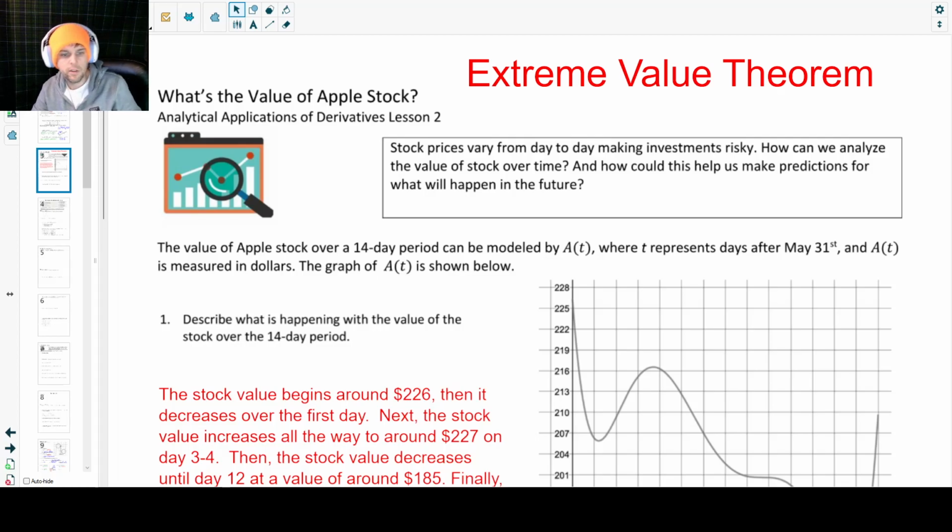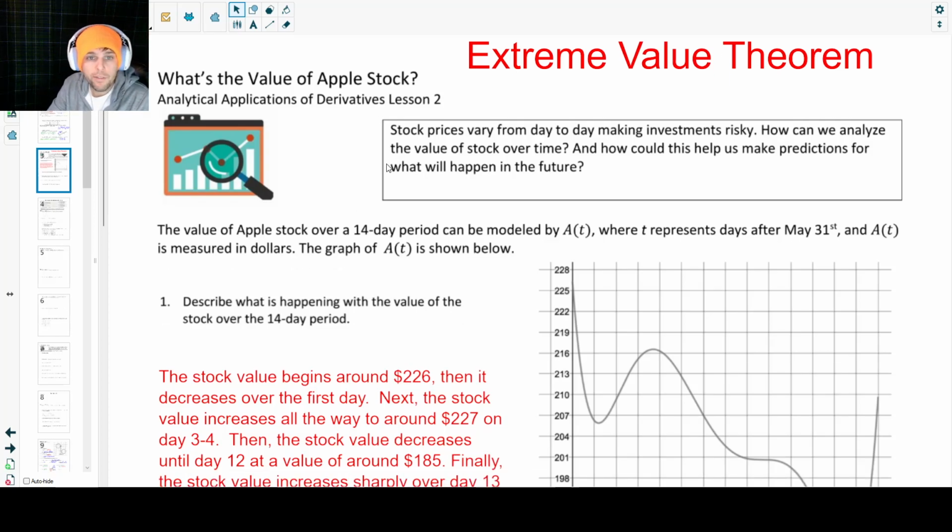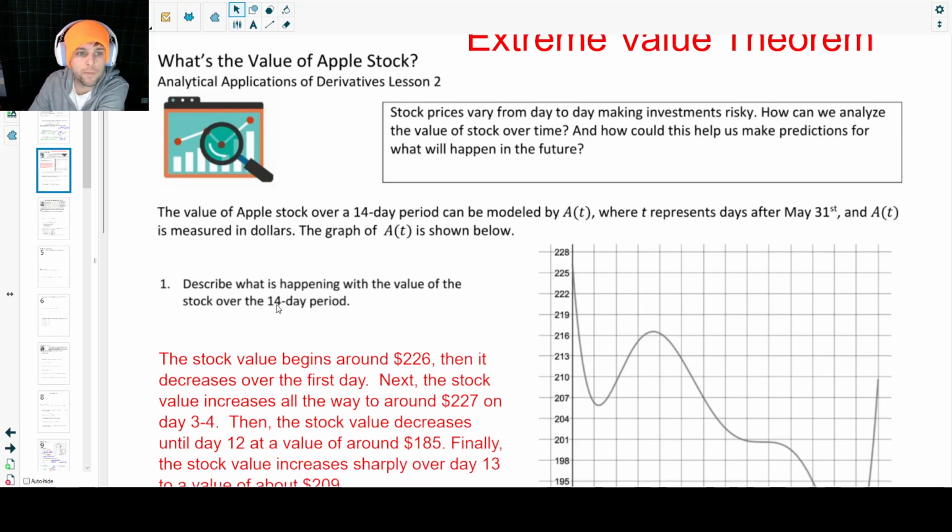Right, welcome. We're going to be looking at something called the extreme value theorem here. Here we have this scenario about stock values, stock prices. It says stock prices vary from day to day, making investments risky. How can we analyze the value of a stock over time, and how could this help us make predictions for what will happen in the future? So again, we're going to be looking at what are called extreme values. Extreme meaning the highest and lowest values of a function.